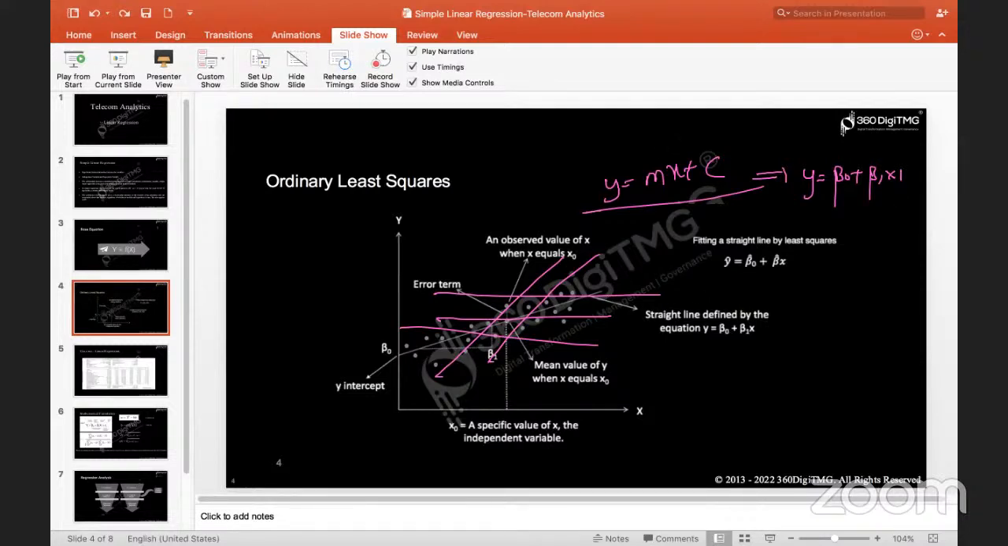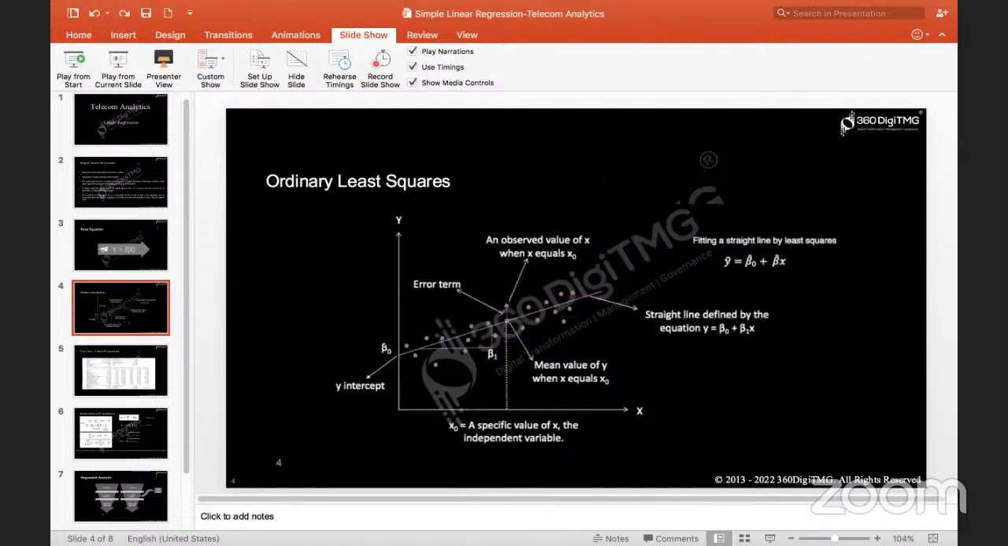So what is this ordinary least squares? You are predicting this one, but the original value is this. This is the error term. So y is equal to mx plus c, where c is equal to your beta naught and m is equal to beta 1, which talks about the slope.